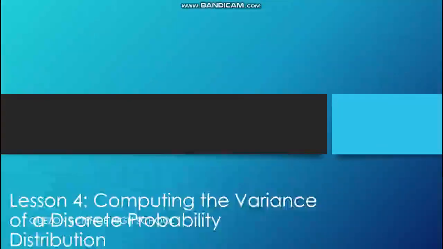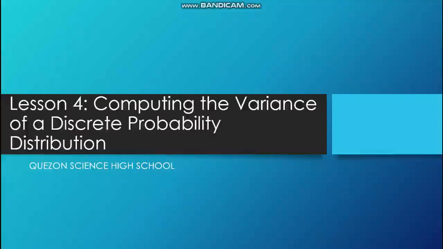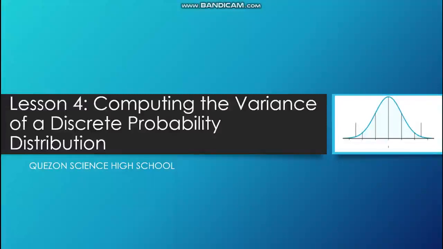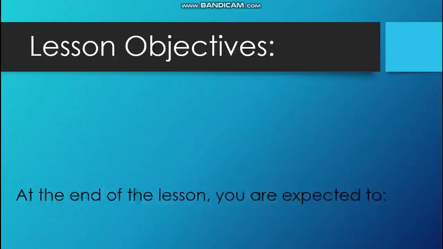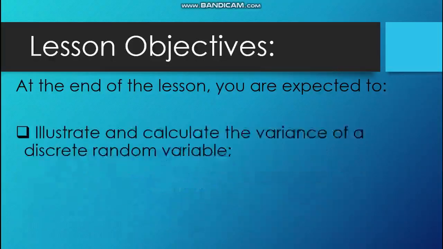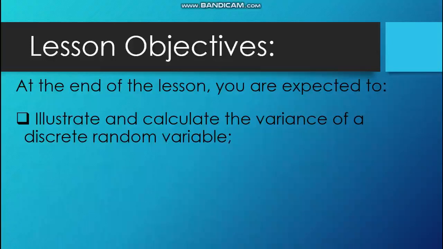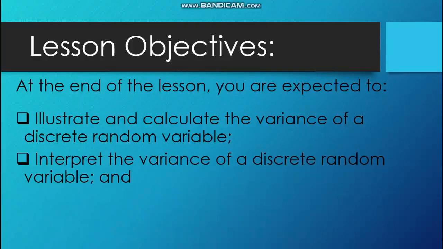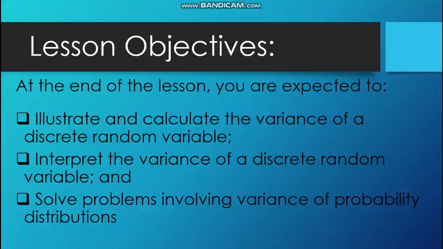Today, we have lesson number 4, and this is computing the variance of a discrete probability distribution. This lesson number 4 consists of the following lesson objectives. Number 1, at the end of the lesson, you're expected to illustrate and calculate the variance of a discrete random variable. 2, you will be able to interpret the variance of a discrete random variable. And lastly, you will be able to solve problems involving variance of probability distributions.